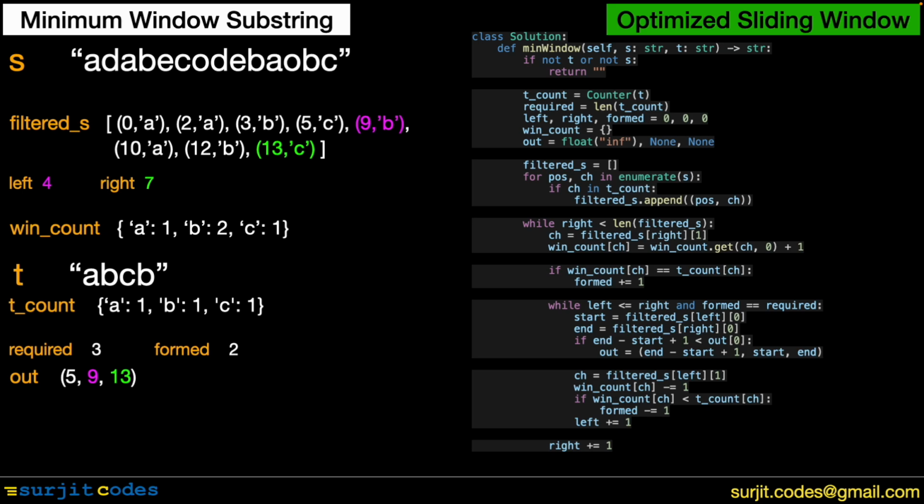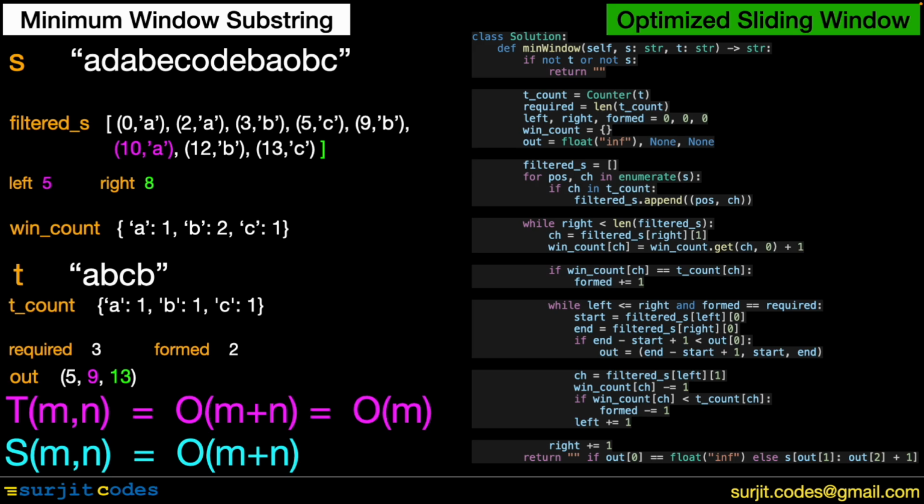Win count of B is decreased by 1 and formed becomes 2. Left becomes 5. Inner while loop terminates. Right becomes 8 and outer loop also terminates. Final window is from 9 to 13 as stored in out. So BAOBC is returned to the main program.